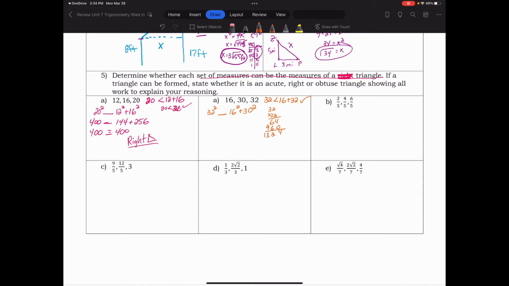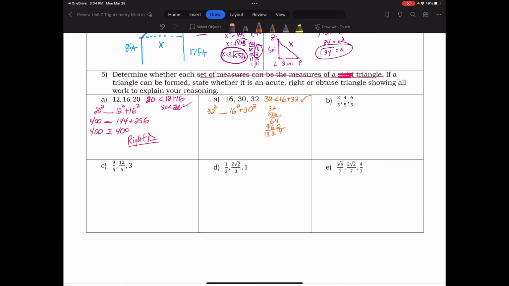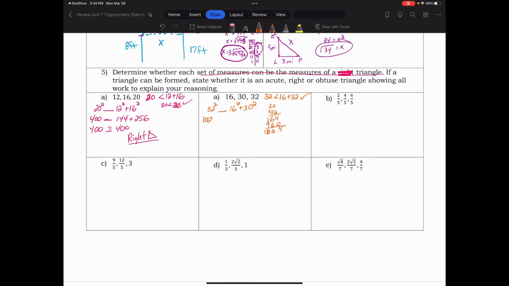I have 2 times 2 is 4, 6, 0 placeholder, 3 times 2 is 6, and then 3 times 3 is 9, 4, 12, 1. There we go. 1024. So 1024, and this is 256 plus 900, which is 1156. Is 1024 less than 1156? It is less than, so it is an acute triangle.